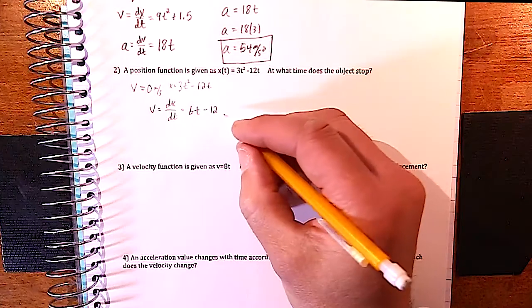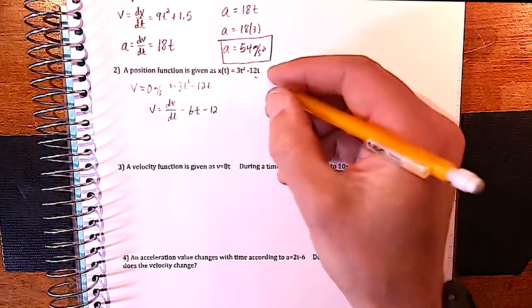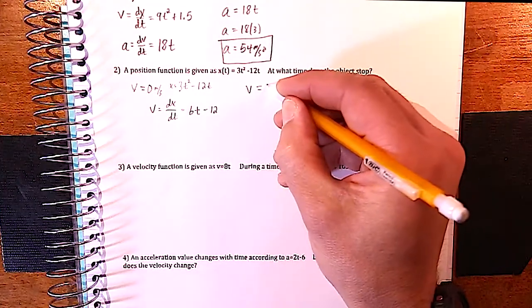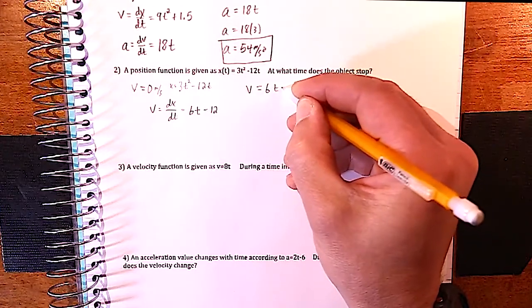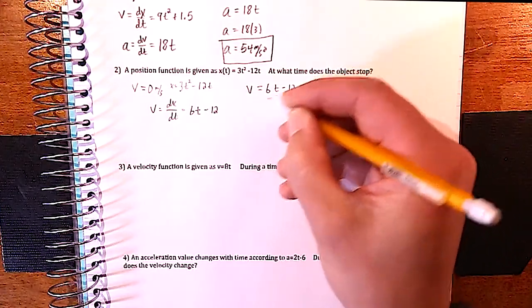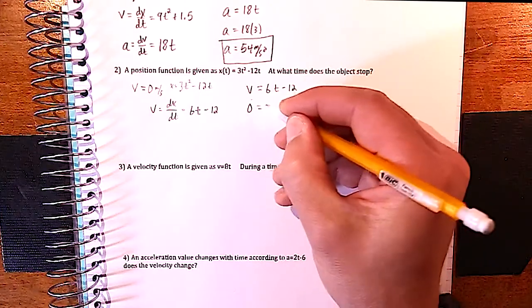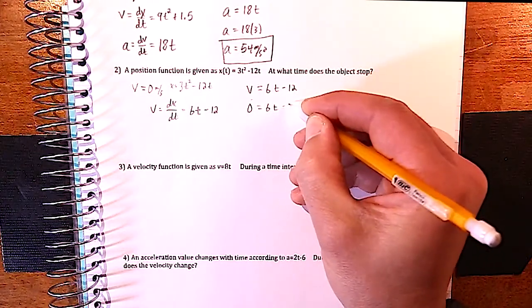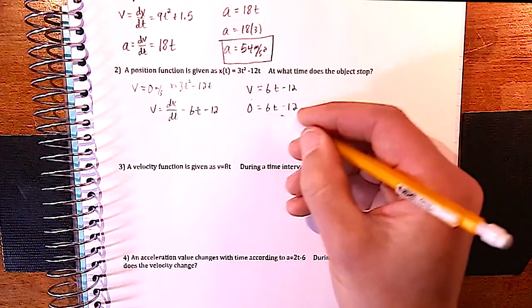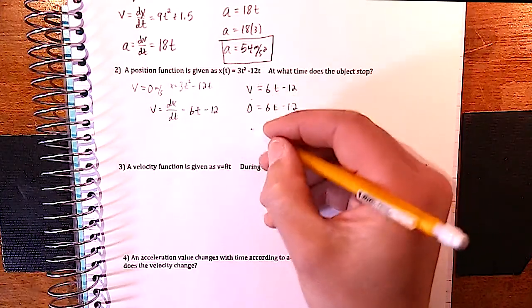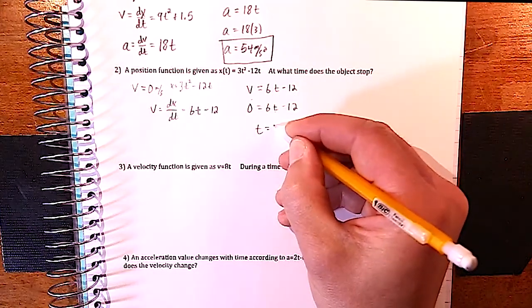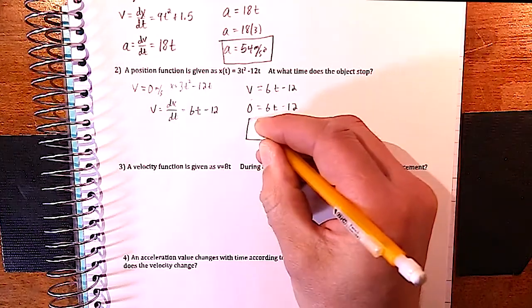So what we need to do is figure out when that velocity v becomes 0. So we have 6t minus 12, but we want that to become 0. So we just sub in 0 and solve for t, bring the 12 over and divide, and that gives us a time of 2 seconds.